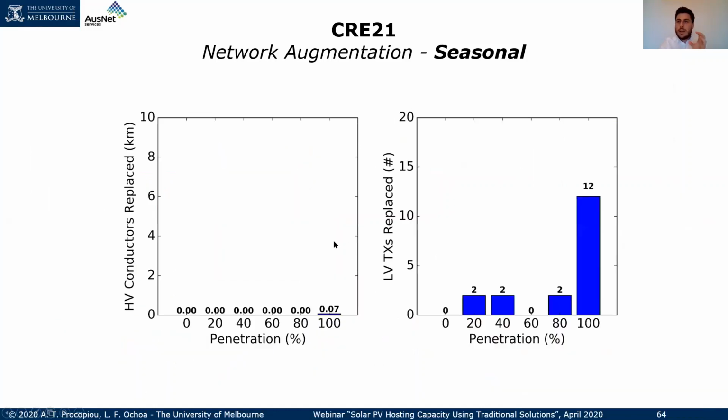Now, just to understand what level of augmentation is required for this analysis: for the high voltage conductors, you only had to replace up to 700 meters of conductors in the worst case scenario, up to 100% of PV systems. And in terms of the transformers, through the penetration levels, we had to replace around 2 transformers, up to the point where, in the worst case scenario, we're seeing more and more transformers being overloaded, and we had to replace 12 of these transformers.